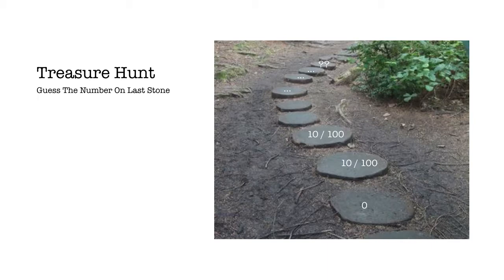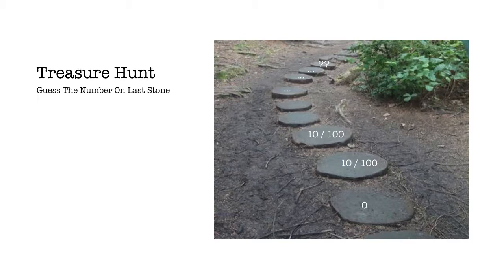So for example, as we said, the first one would always be 0. The second one can have a value of 10 or 100. And if the second one has 10, then the third one can have a value of 20 or 110. Or if the second one had a value of 100, the third one would have a value of 110 or 200.